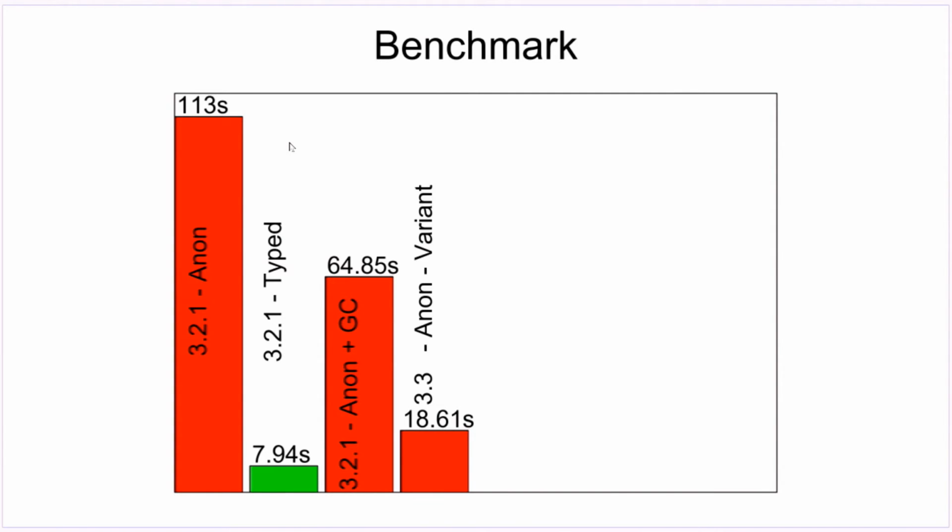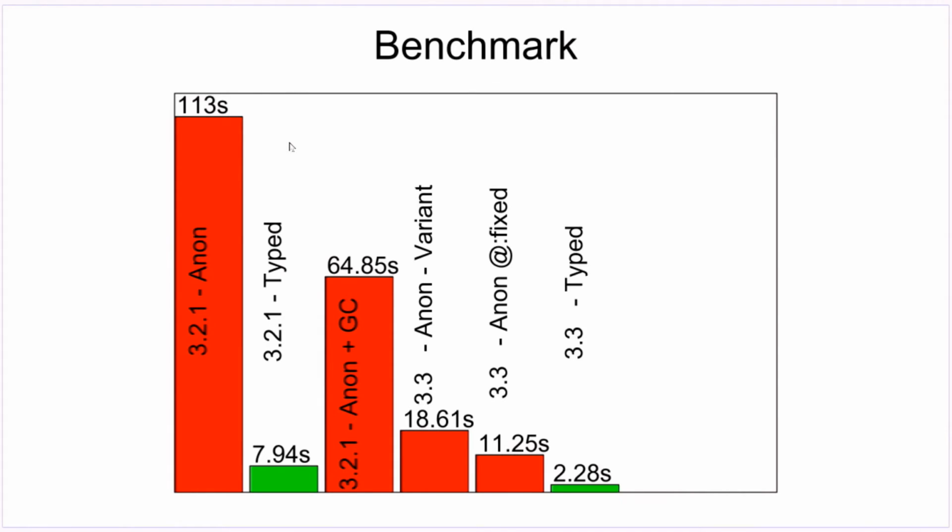Now in 3.3, when I moved the anonymous structure to the variant structure, it's gone down to 18 seconds. So this is another threefold improvement over what it was in 3.2.1. And if you add the fixed metadata, it goes down to 11, which is like a 10x improvement on the original anonymous speed. And now 3.3 typed, it's down to 2.28 seconds, and that's due to the GC optimization. So you can see how heavily dependent on GC performance this benchmark is. It's like a 3x improvement from the improved GC.